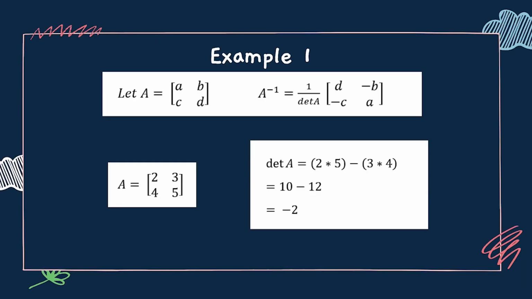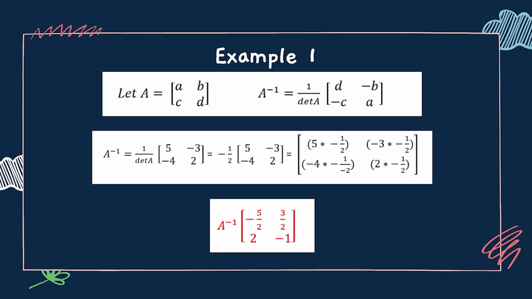This is example 1 made by our solver. The given is A equals 2, 3, 4, 5. To get the determinant of A, simply cross multiply the given, then subtract after multiplying A and D and B and C. After getting the determinant of A, use the inverse formula. Just follow the formula to find the inverse of the matrix. This is the solution that you're going to use, and the final answer is A inverse equals negative 1 and negative 5 over 2, 3 over 2, 2 and negative 1.